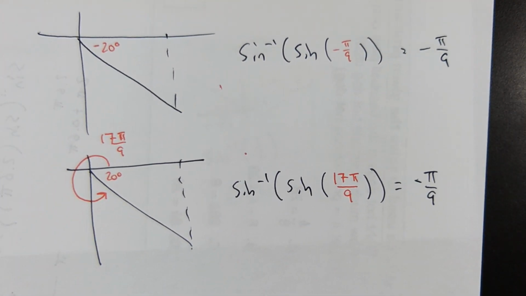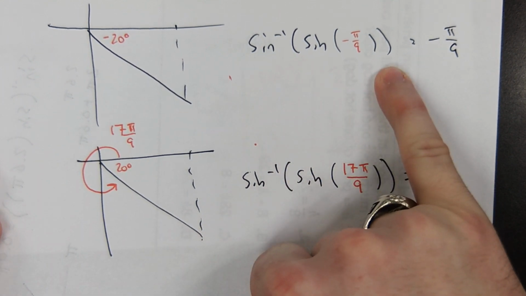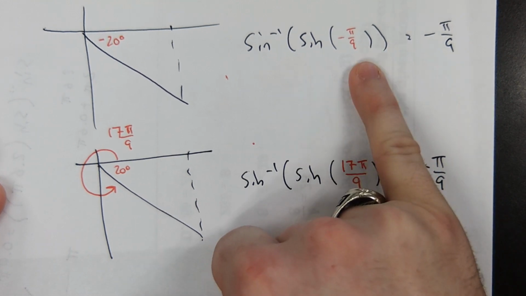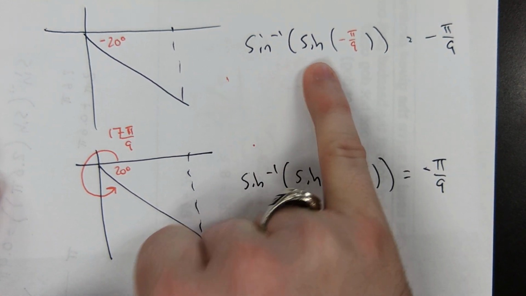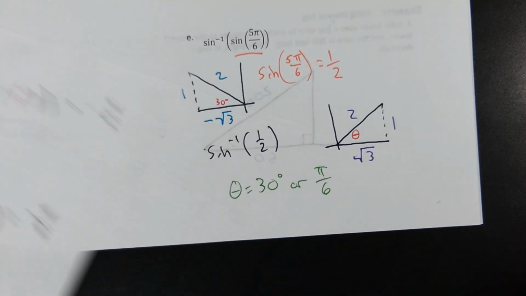And then I actually did the two that I just talked to you about. In fact, I just said this to Max. The sine inverse of sine of negative pi over 9 is negative pi over 9, because that's quadrant -1. So they cancel each other out. And here's the 17 pi over 9. Did I do that one with you?